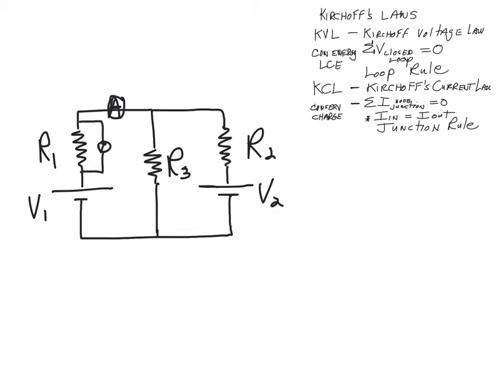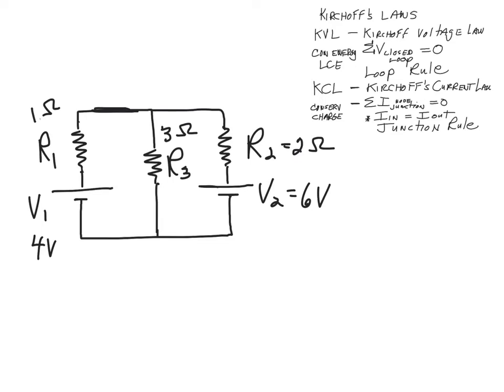All right, so that's an important digression. Let's go back to the circuit. I erased the meters and I put in values for the resistors, and just to keep it simple, I made R1 1 ohm, R2 2 ohms, R3 3 ohms, easy to remember. I made the voltage of V1 4 volts and the voltage of V2 6 volts.